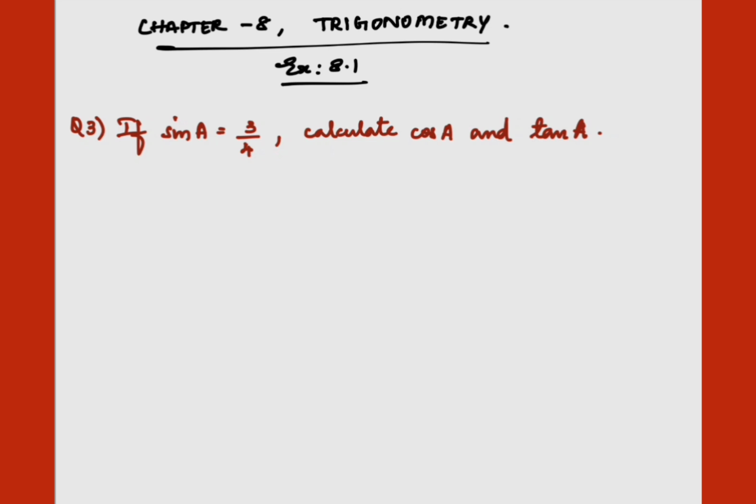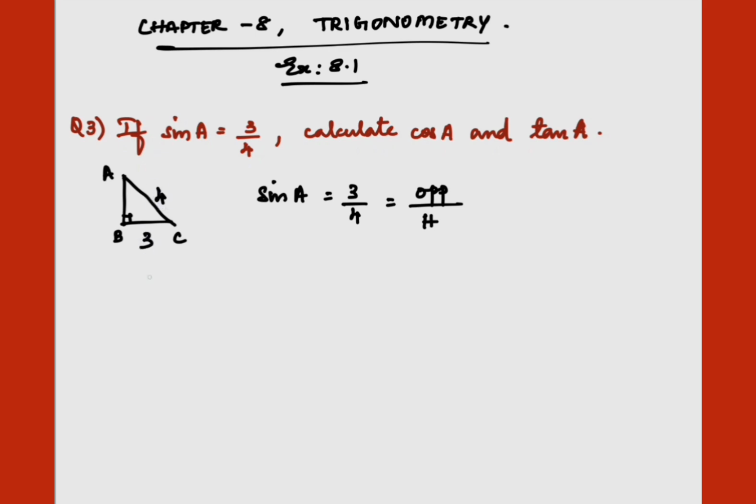Let us consider a right angle triangle at B, triangle ABC. Given sin A is equal to 3 by 4. We know sin theta is opposite side by hypotenuse. Sin A: opposite side BC is equal to 3 and hypotenuse is 4.